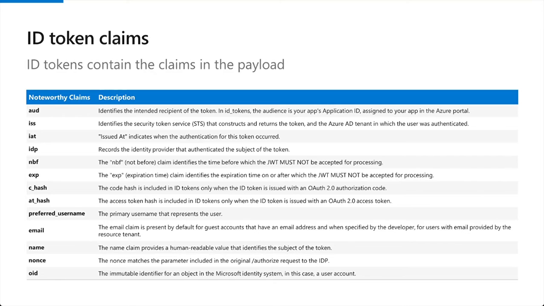So on this slide, you can see some of the ID token claims. ID tokens contain claims in the payload. In this chart, we can see the various kinds of claims that are available within the ID tokens. I'm not going to go through this whole list right now, but just make a note of the various noteworthy claims that you can go back and study later.